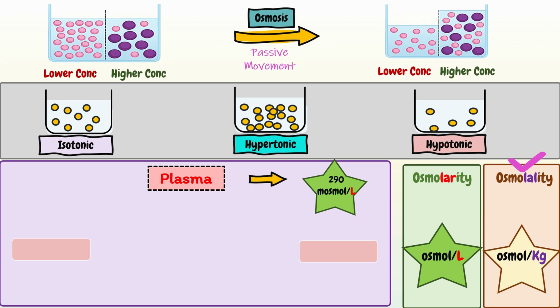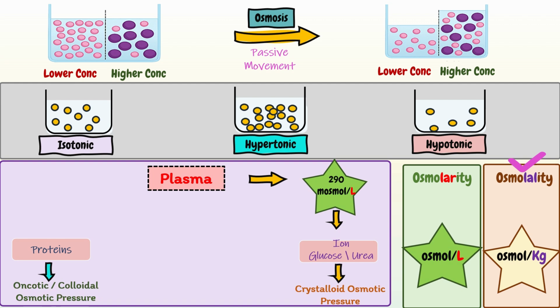The osmolality of plasma is approximately 290 milliosmol per kilogram, mostly due to dissolved ions and small molecules, for example, glucose and urea. These diffuse easily across capillaries, and the crystalloid osmotic pressure they exert is therefore the same either side of the capillary wall. Proteins do not easily pass through capillary walls and are responsible for the oncotic or colloidal osmotic pressure.